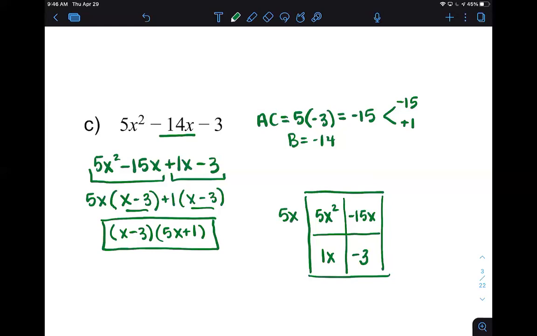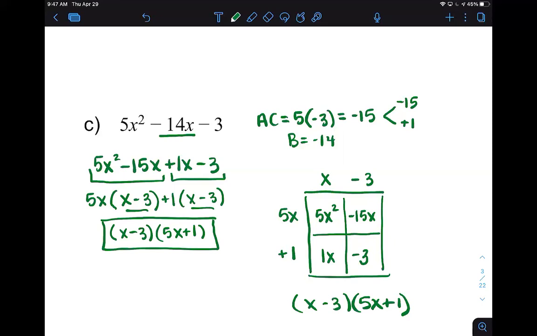Second row, 1x minus 3, what's the GCF? 1. Is it positive or negative? Positive. First column, 5x squared and 1x, what's the GCF? 1x, or just x. And then -15x and -3, what's the GCF? -3. So we have x minus 3 and 5x plus 1. Same answer, just two different ways to do it. Remember, I don't care which method you use as long as it makes sense to you.